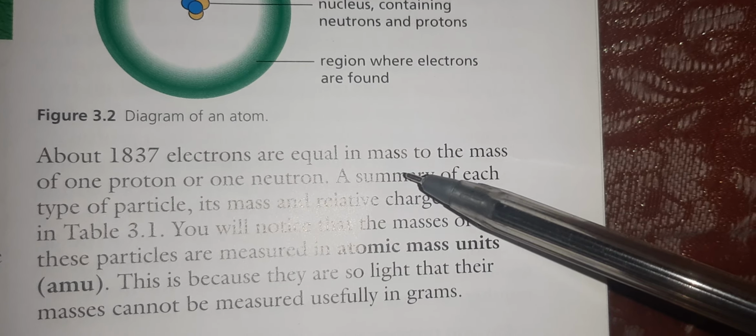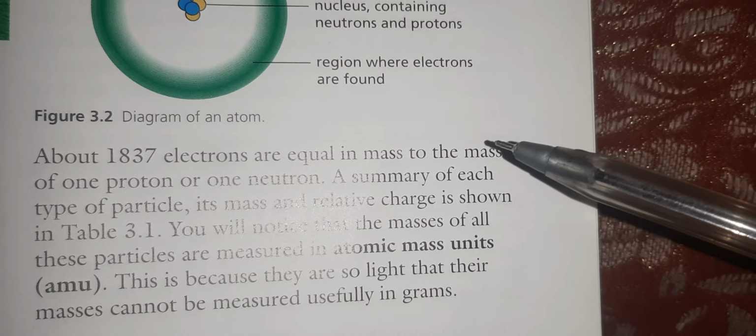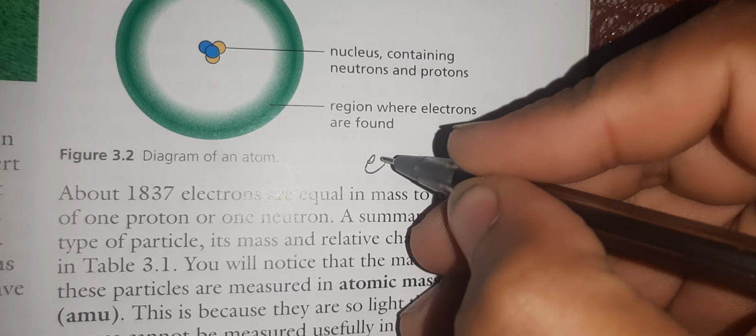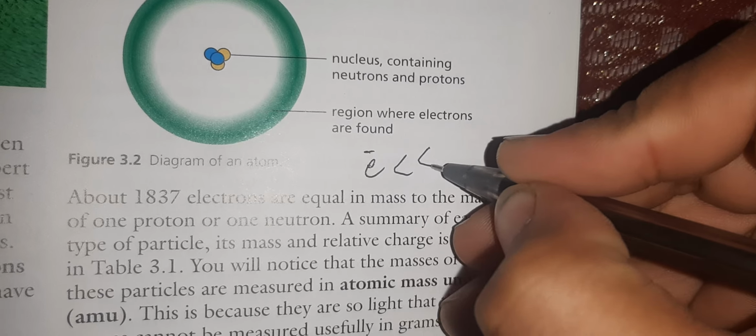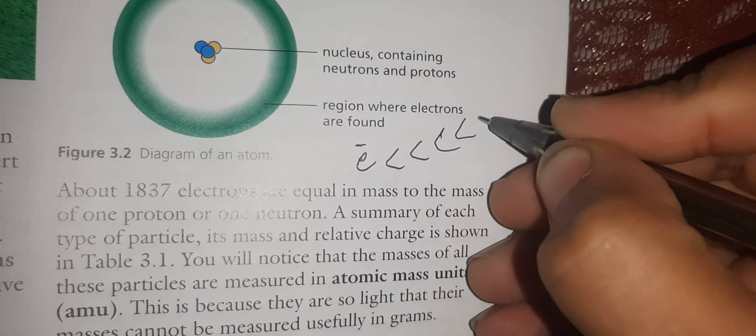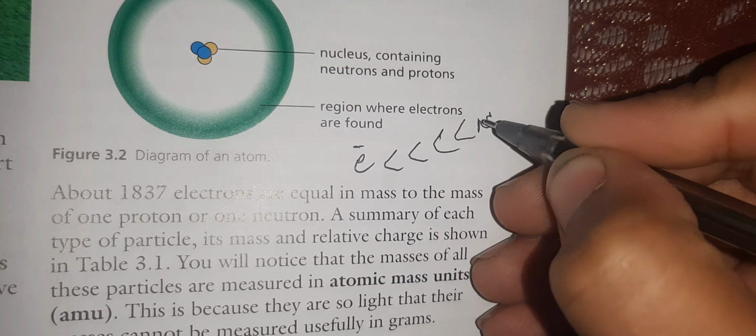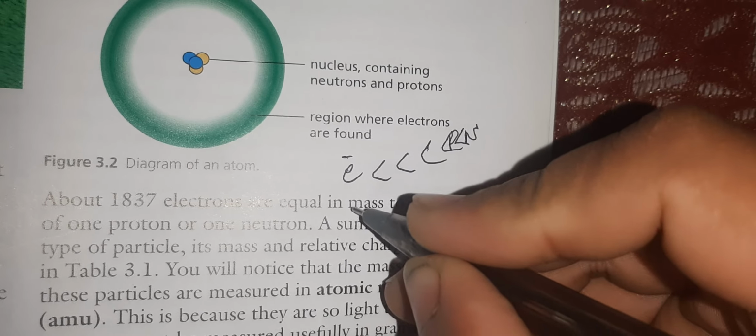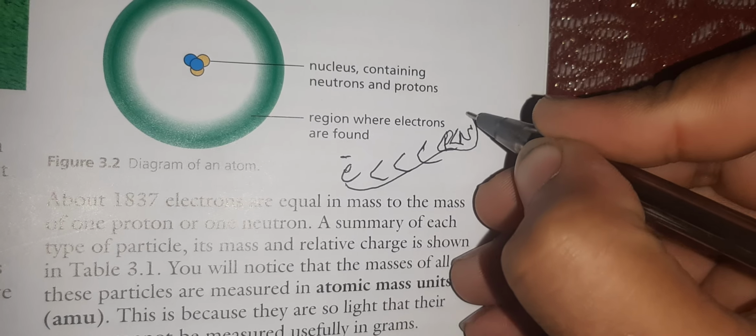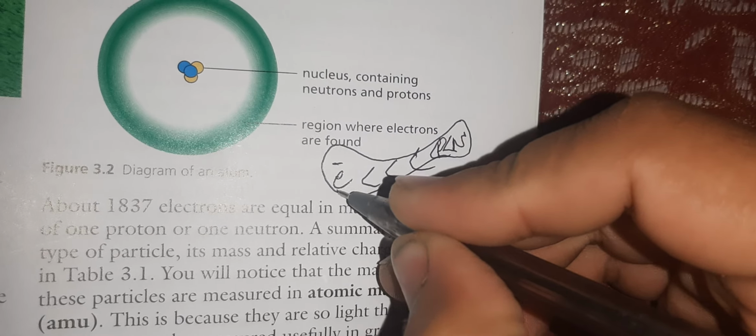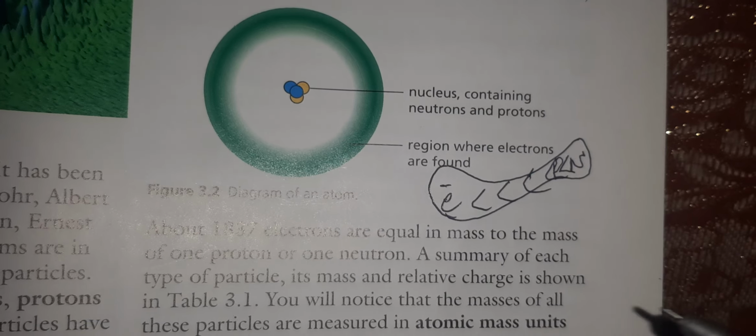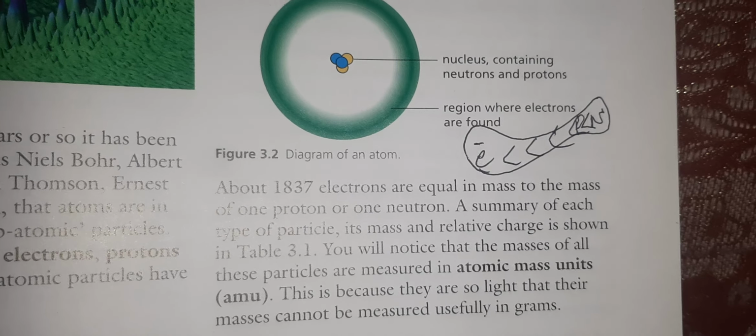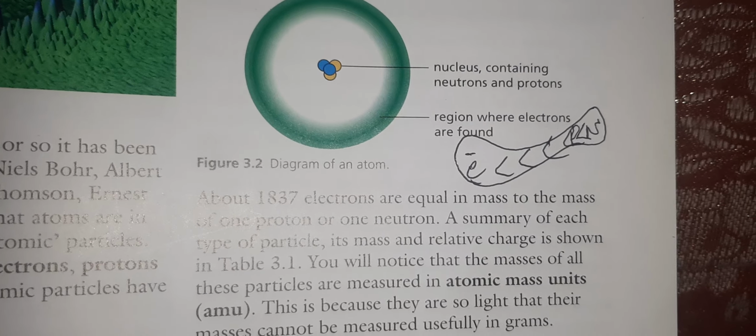About 1837 electrons are equal in mass to the mass of one proton or one neutron. So that's a very big difference. It means electrons are very much smaller than neutrons, and neutrons are a little bit smaller than protons. So that's the mass difference in different elementary particles of the atom of any element. That is 1837 times smaller, due to which 1837 electrons equal in mass to the mass of one proton or one neutron.